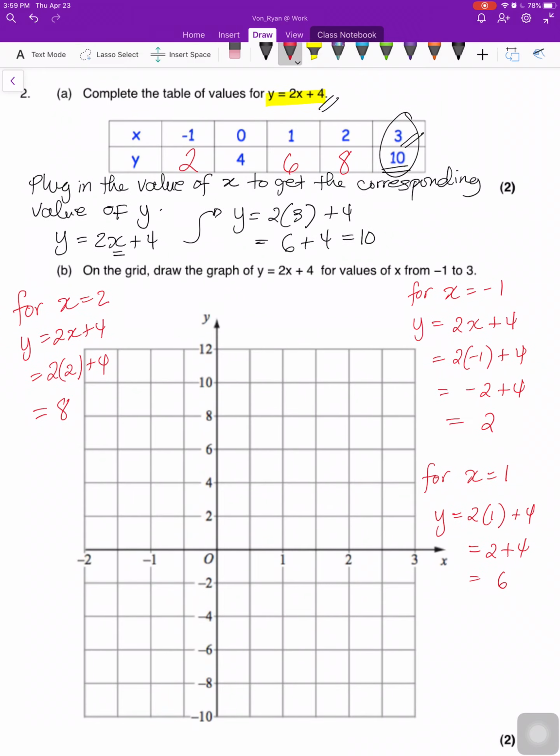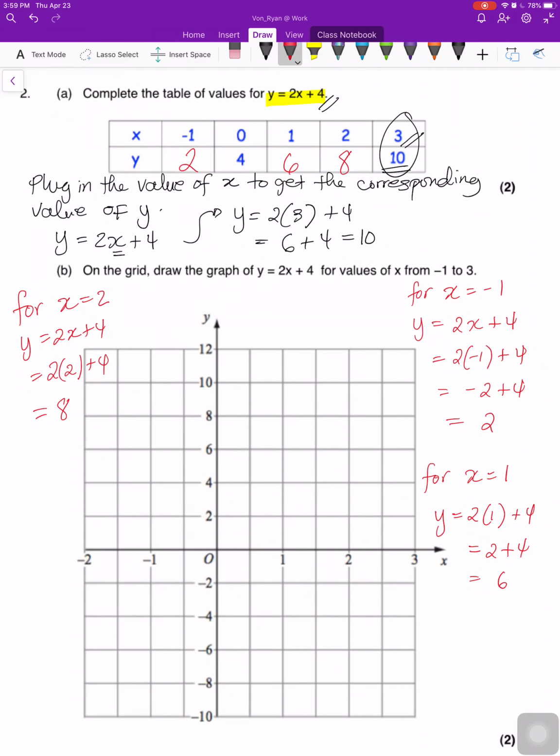Next point is 0 and 4. 0 on the x, 4 on the y. And we have 1 and 6. 1 and 6. 2 and 8. 3 and 10. As you can see, they all line up to trace a straight line. I will try my best to make this a straight line. Okay, so that is the graph of the equation y equals 2x plus 4.